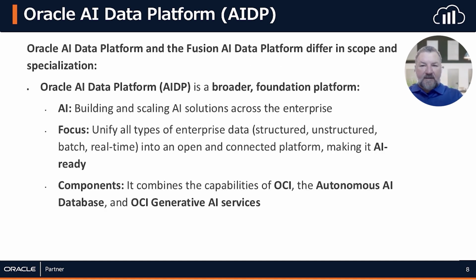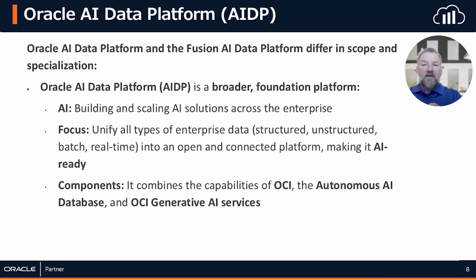The Oracle AI Data Platform and the Fusion AI Data Platform differ in scope and specialization. When we look at the Oracle AI Data Platform, it's a broader foundational platform. It's based on AI and building out scaling AI solutions for enterprise customers. The focus of this product is on unifying data, creating a structure, a platform to bring structured and unstructured data into a single platform and then make it AI ready.